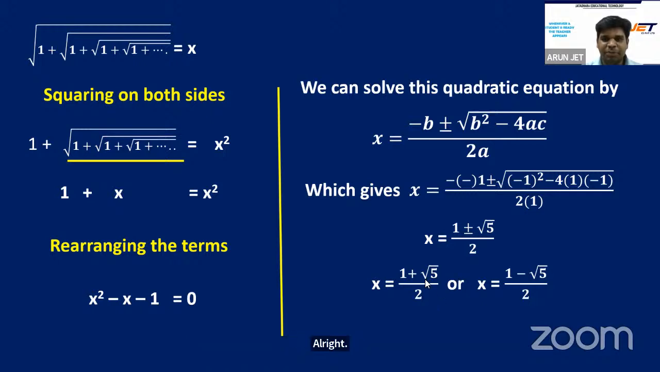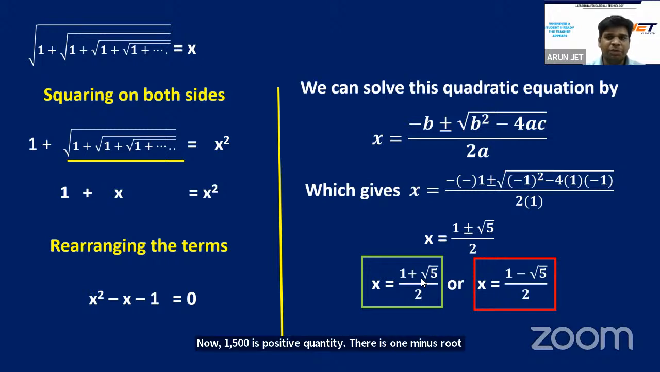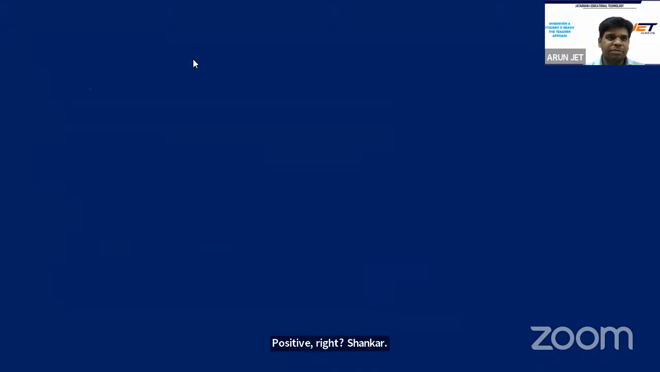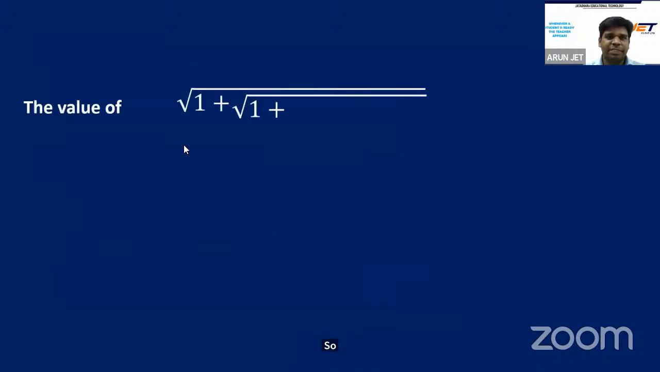Now (1 plus root 5) by 2 is a positive quantity, whereas (1 minus root 5) by 2 is a negative quantity. So what do you think the solution should be? The root of something is always a positive quantity, right? Positive, right, Shashank? Good. So the value of this is (1 plus root 5) by 2.